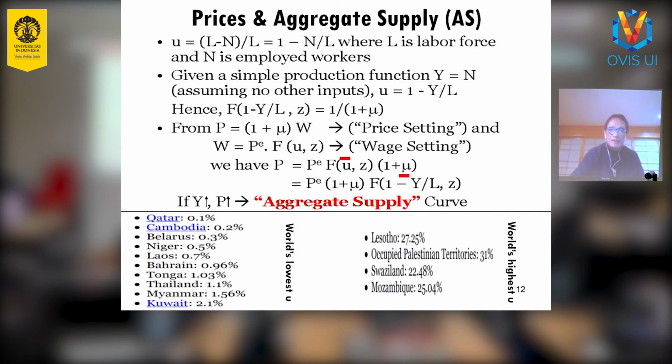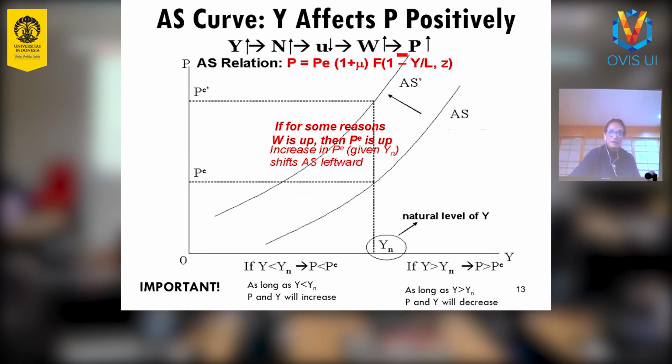So let's analyze. The relation between 1 minus Y over L and P, the price, is negative. So what does it mean for the relation between Y alone and P? Well, if the whole 1 minus Y over L is negative, and here is a minus Y, that means the relation between Y alone and P is positive, right? And that leads to aggregate supply. Is that clear now? Yeah, it's clear, sir. All right.